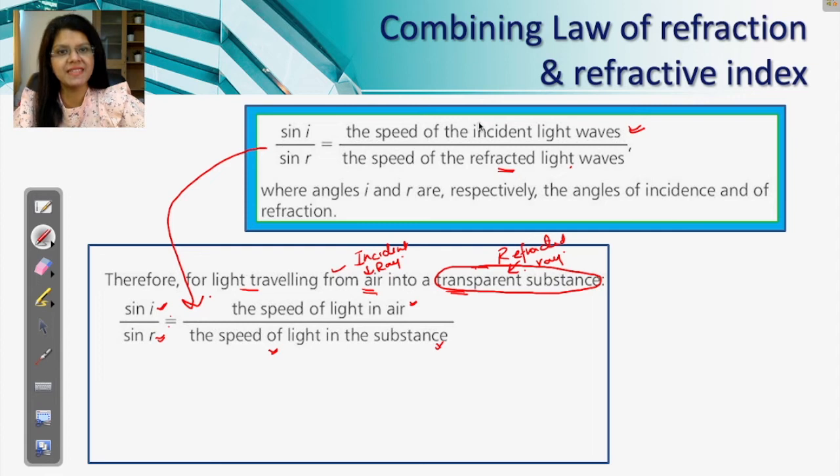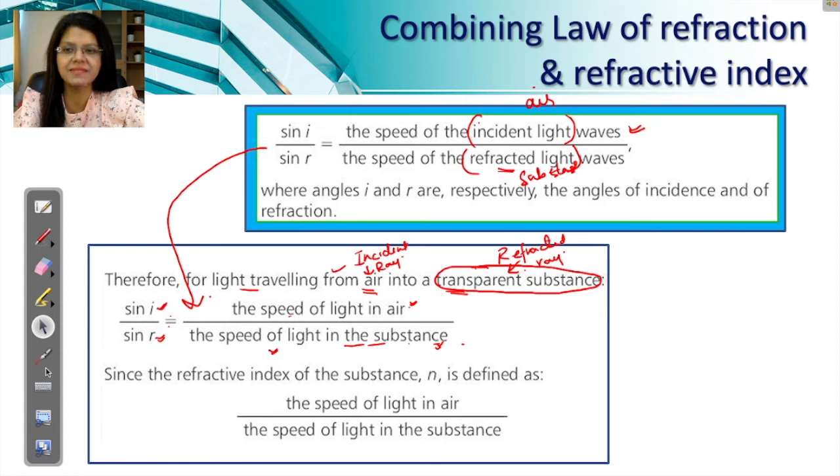Speed of the incident light ray becomes the speed of the light in air, because the incident light is in the air. Speed of the light in air. Speed of the refracted light wave. Refracted light ray is in the substance. The substance can be your glass, water, or any other transparent medium. So speed of the light in the substance. Alright.